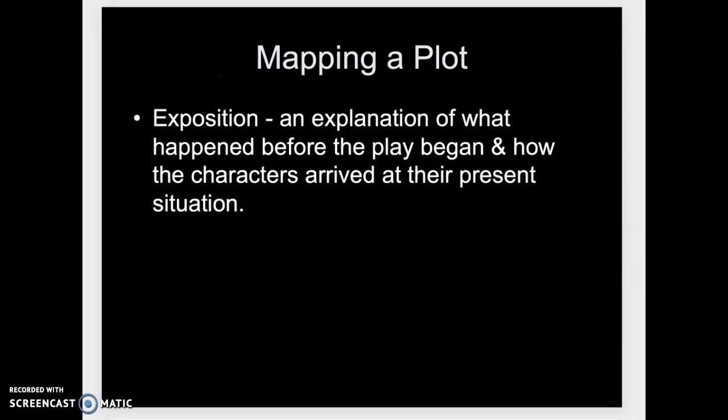So for mapping the plot, the first thing we have when we map the plot is exposition. Exposition is simply that. It's an explanation of what happened before the play began and how the characters arrived at their present situation, right? All of the information that we need to follow this story comes in the form of exposition.